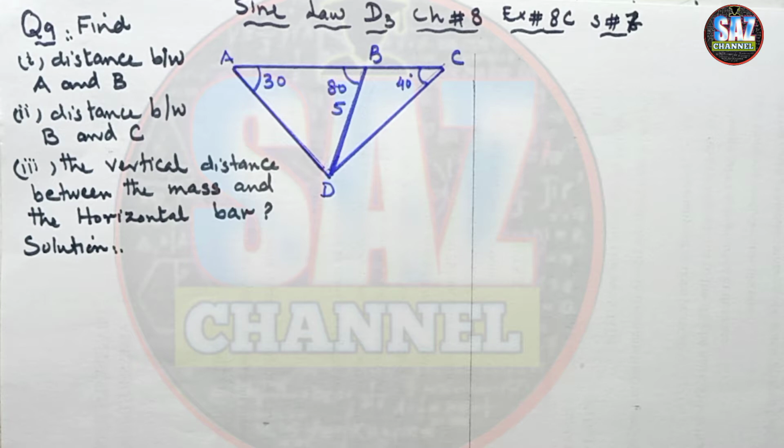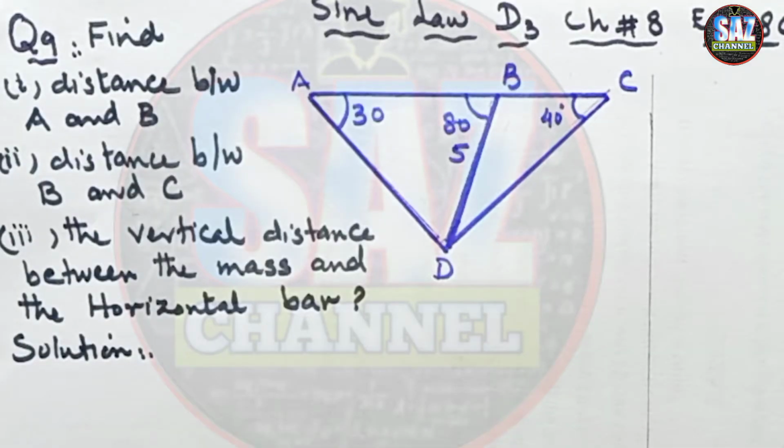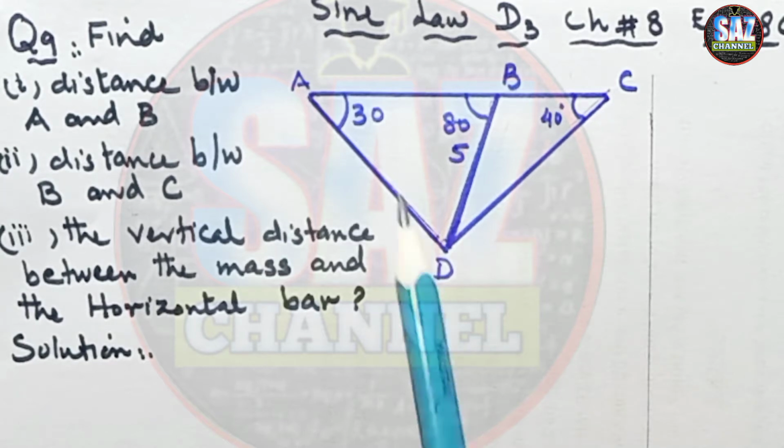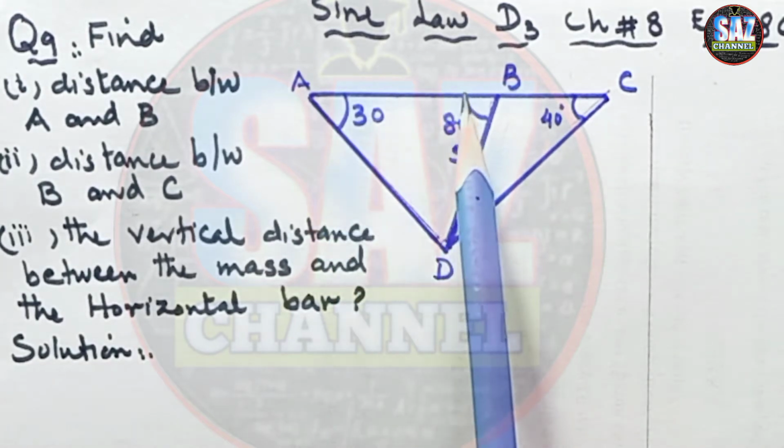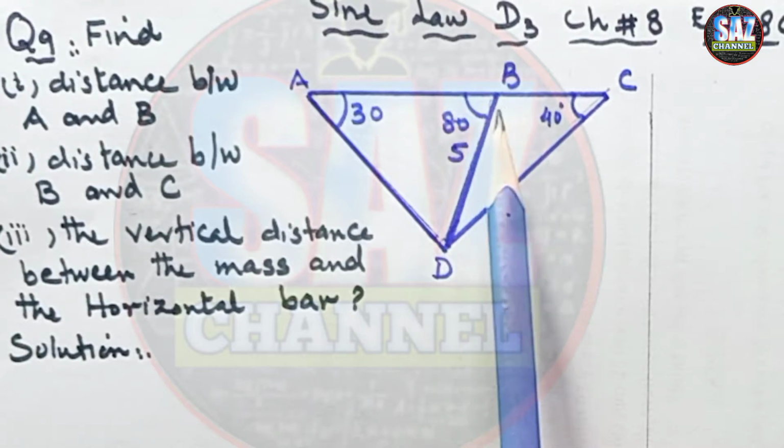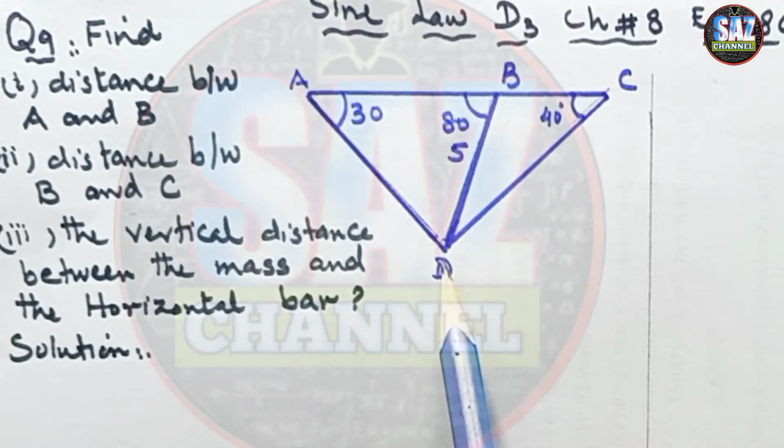Okay, let me read the question from the book. In this class, we will be discussing and solving question number 9. As the questions are long, I've written the questions in short form and I'll be reading the question from the book. Question 9 says, an experiment is carried out to determine the extension of springs. Springs are attached to the horizontal bar A, B and C. A, B and C are joined to mass D.